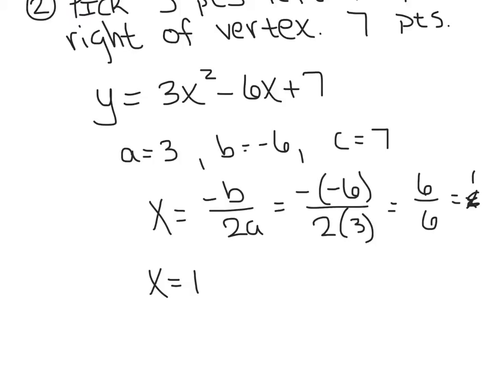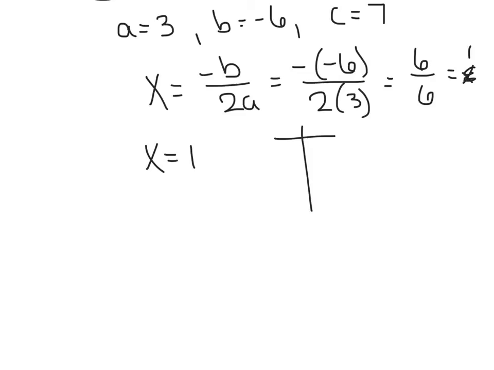Then when I go to my table of values, I'm going to pick, let's see, make a little more room here. If I know the vertex is at 1, I'm going to put the vertex in the middle of my table, and I'm going to pick 3 points to the left and 3 points to the right for a grand total of 7.